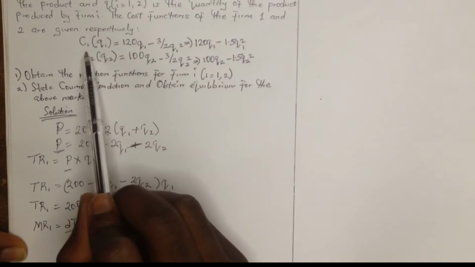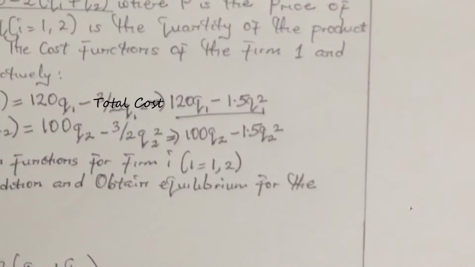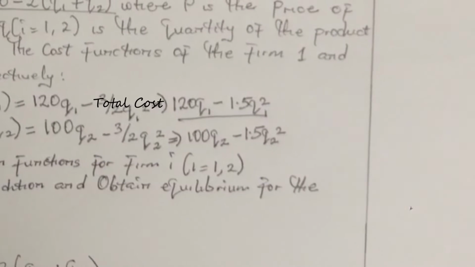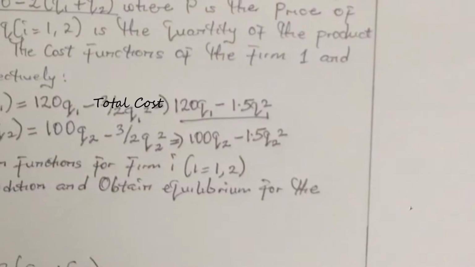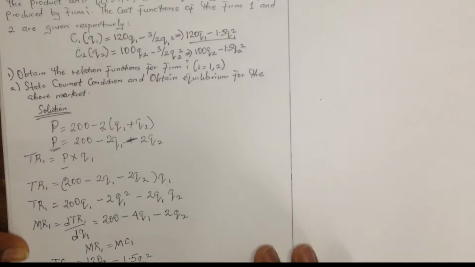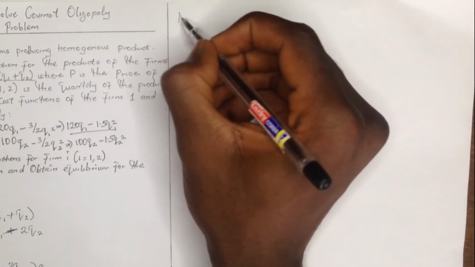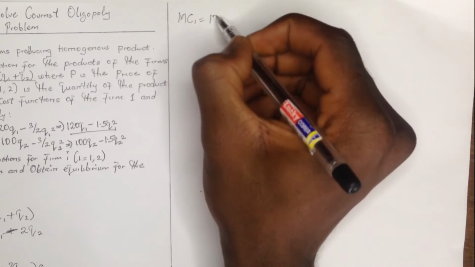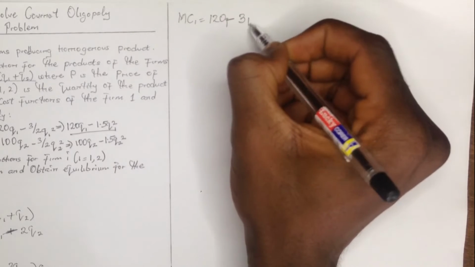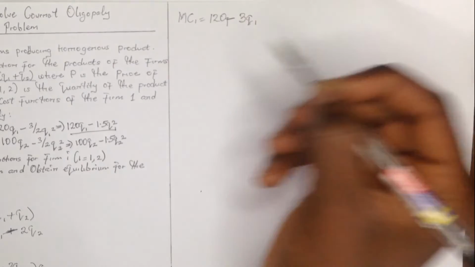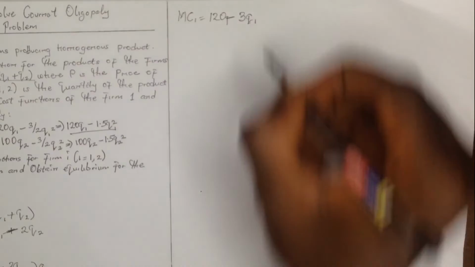This is our cost function for firm 1. The total cost is 120Q1 minus 1.5Q1 squared, so the marginal cost is 120 minus 3Q1. Now we equate our MR and our MC.